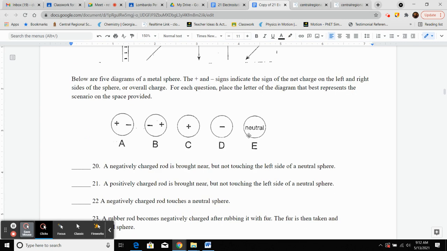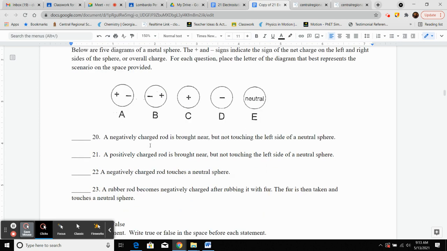Now you have 5 diagrams of a metal sphere. There are positive and negative signs to indicate the net charge on the left and right sides of the sphere, or the overall charge. So for each question, place the letter of the diagram that best represents the scenario in the space provided. So 20. A negatively charged rod is brought near but not touching the left side of a neutral sphere. Again, scrap paper may help.